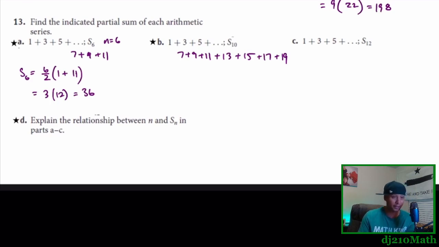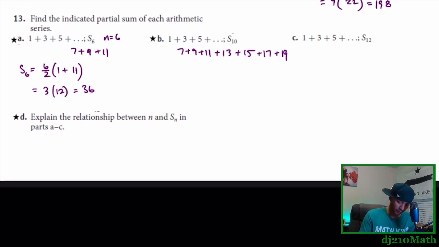Okay, so adding all these up, we can do S10. No, this here is 10. N is equal to 10. So 10 divided by 2, 1 plus 19. Sorry, hand was in the way. This is going to be 5 times 20, which is 100.